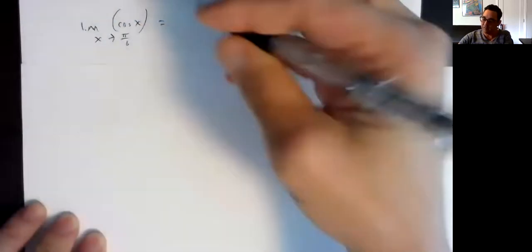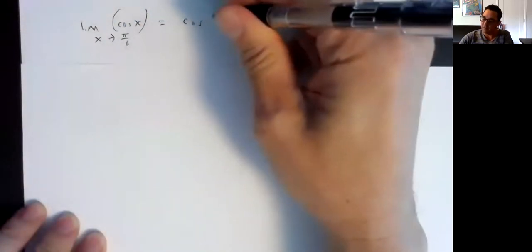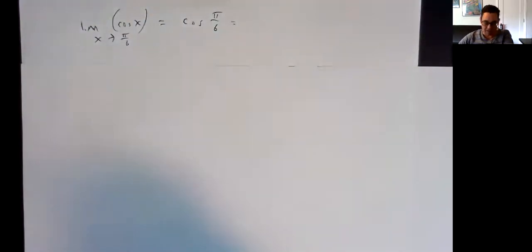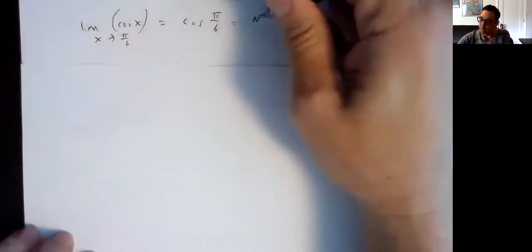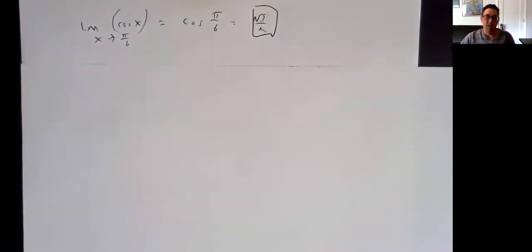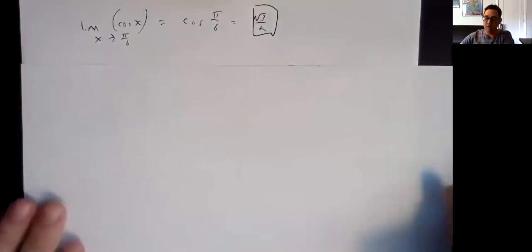Just plug pi over 6 into that, all right? So find the cosine of pi over 6. And my goodness, we've been doing calculus the whole year. I kind of think we know that right away, all right? Quadrant 1, and it's just going to be square root of 3 over 2. We're done. That's it. We actually just plug it in, finished. So this should actually be pretty quick.